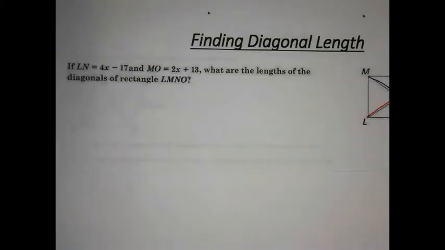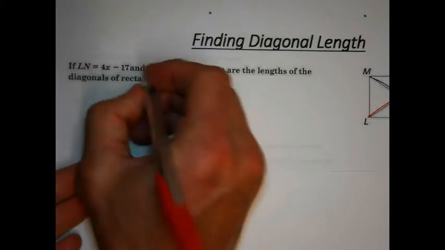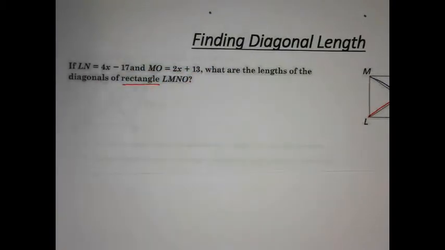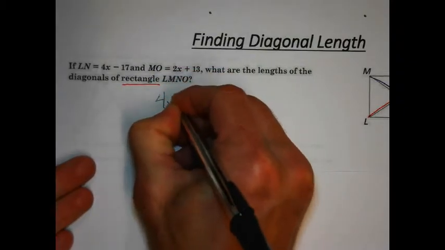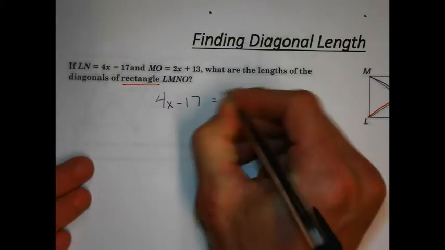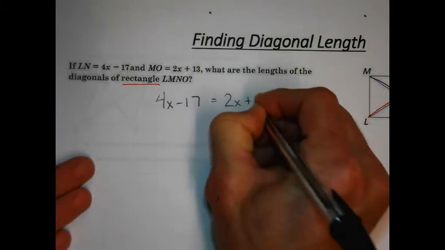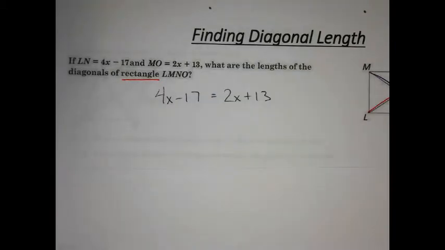Rectangle. Again, congruent diagonals. So now we know the diagonals are congruent. We now have an equation: the whole diagonal, 4x minus 17, is equal to the whole diagonal, 2x plus 13. And again, we're asking for the length of the diagonal, not just solving for x. We're finding the entire length.